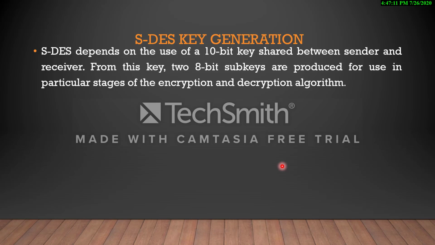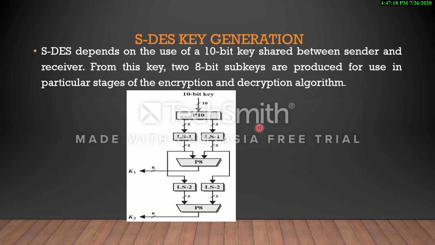First we are going to see the architecture diagram for converting the 10-bit key into two 8-bit keys. This is the architecture diagram of SDES key generation. The input is the 10-bit key. First, we perform permutation P10, which gives you an output of 10 bits. Then we divide it into two halves: the left side of the first 5 bits and the right side of the next 5 bits.